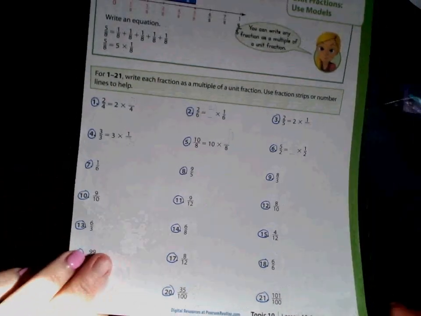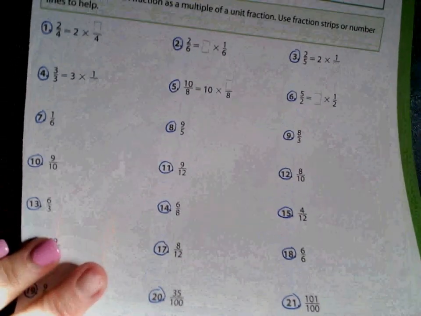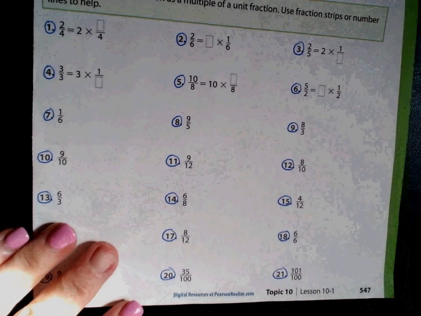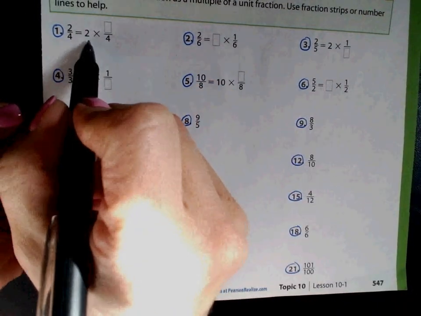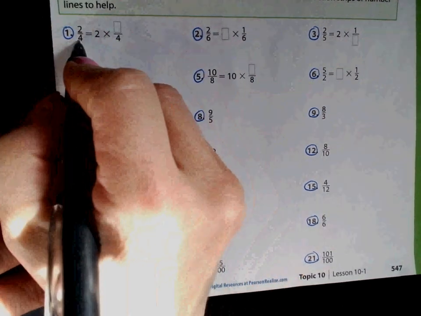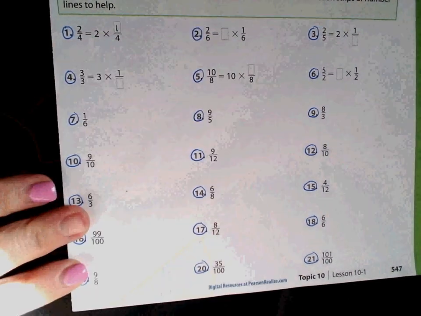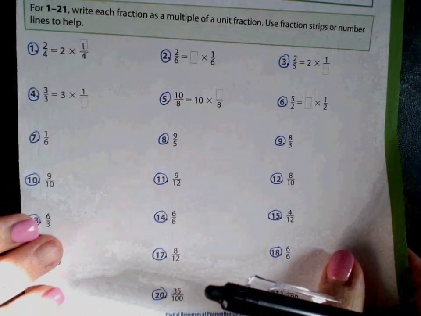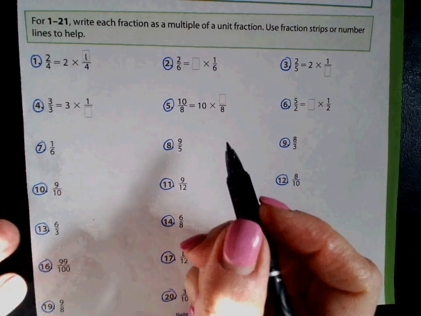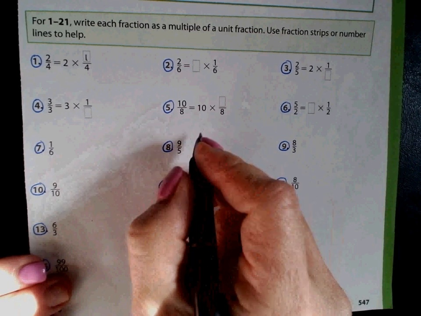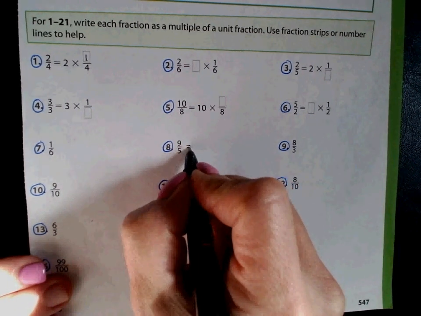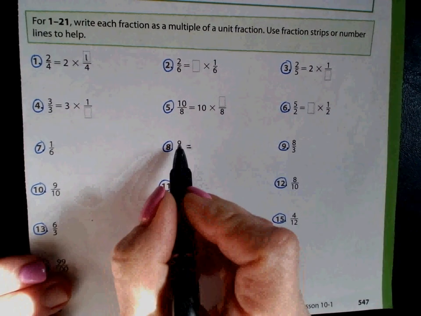When you are completing your independent practice today, you see here they took the numerator of 2 and then times 1/4. For numbers 1 through 6, they give you the boxes. So let's do a couple that don't have the boxes. Let's take a look at number 8.